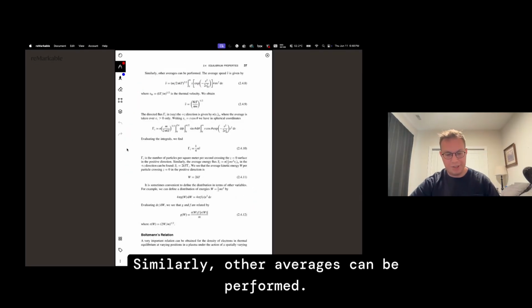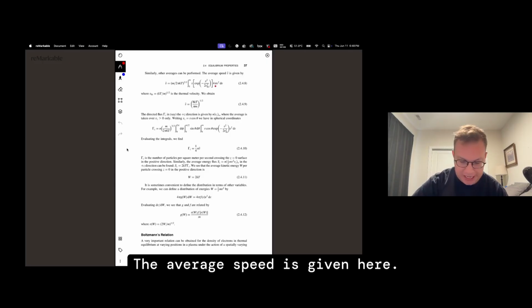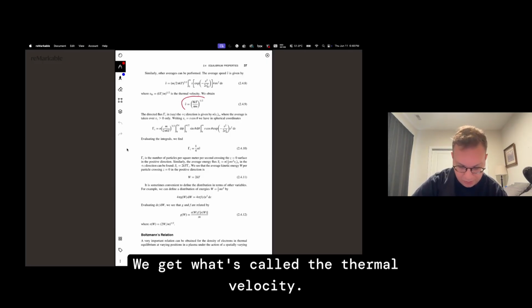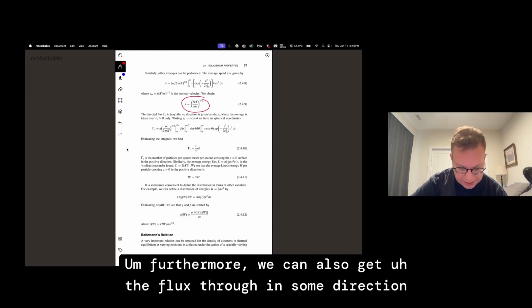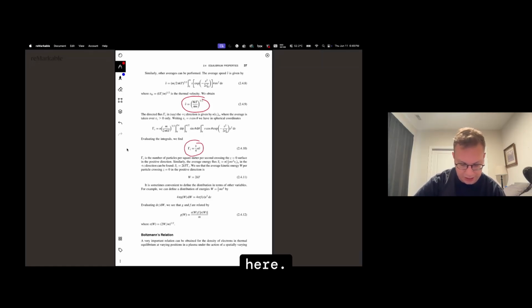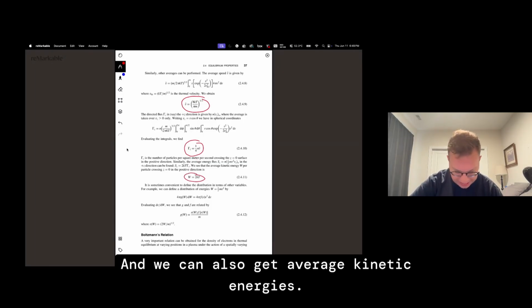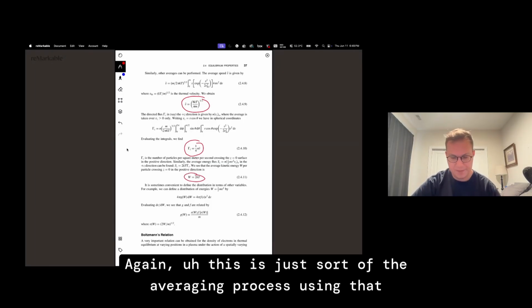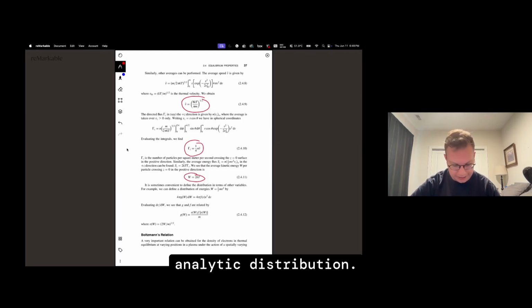Similarly, other averages can be performed. The average speed is given here. We get what's called the thermal velocity. Furthermore, we can also get the flux in some direction here, and we can also get average kinetic energies. Again, this is just the averaging process using that analytic distribution.